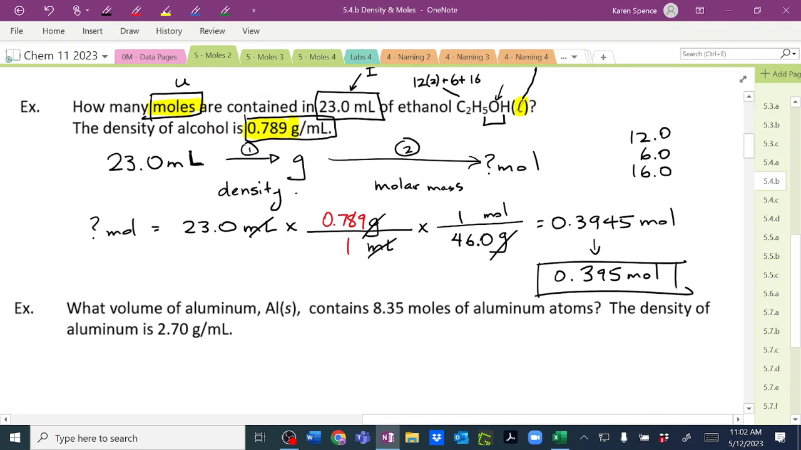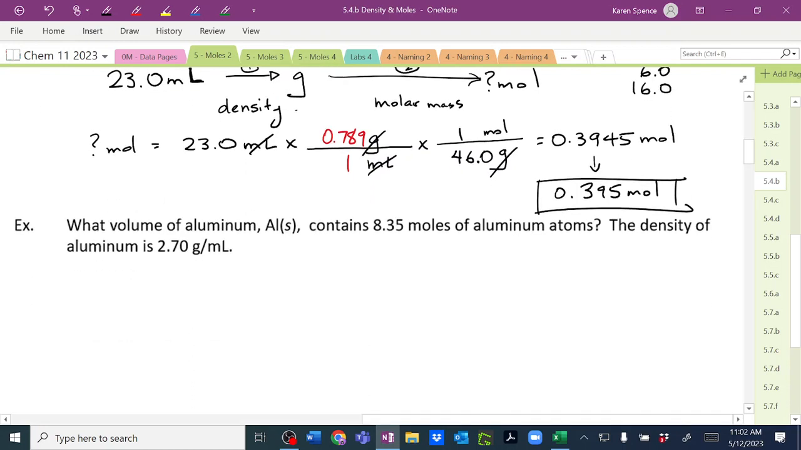Okay, what volume of aluminum contains 8.35 moles of aluminum atoms? The density of aluminum is given. So we are starting with 8.35 moles. That's our initial quantity. We want to know the volume, that is our unknown, and we have a conversion factor.